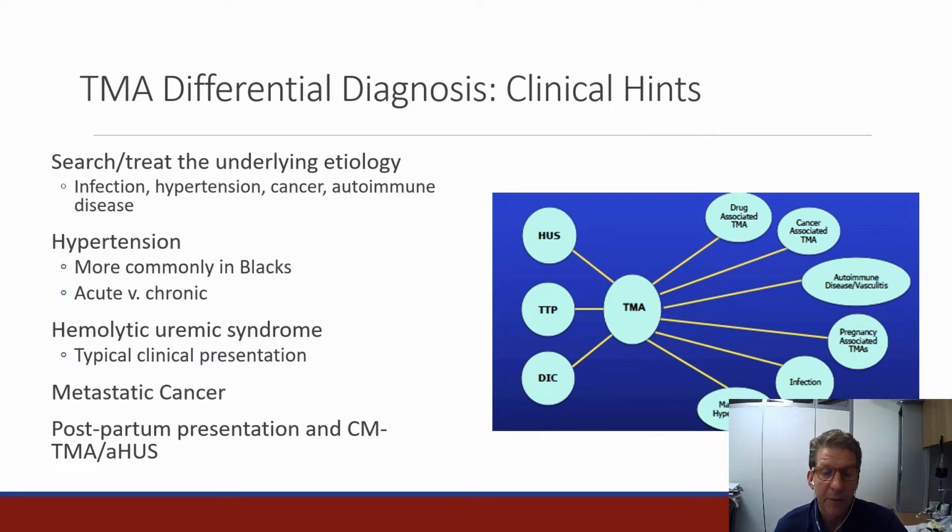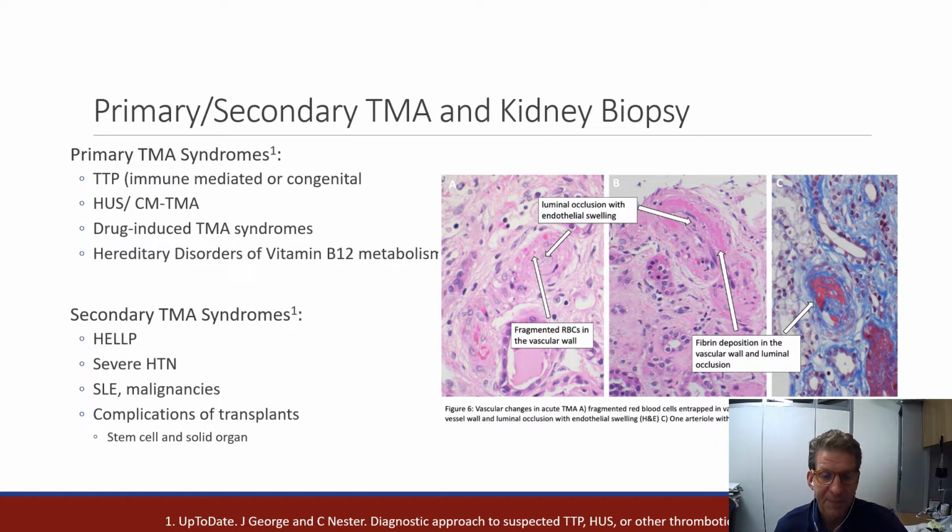Some things to think about when you're assessing a patient acutely. It's very important to talk about a kidney biopsy and think about a kidney biopsy, but you have to understand the information that you're going to be getting. What you're really looking for on this kidney biopsy is not the etiology of the TMA, but rather the presence of the TMA.